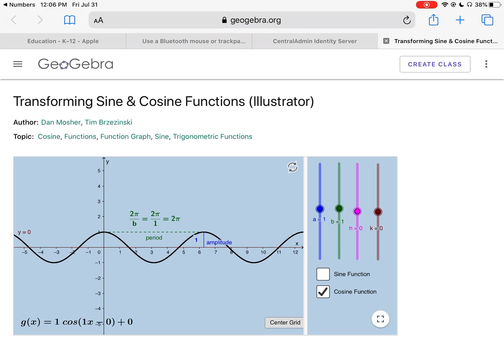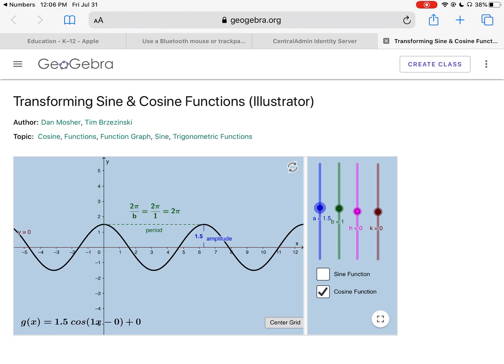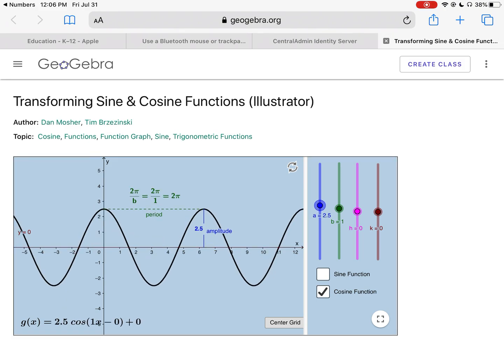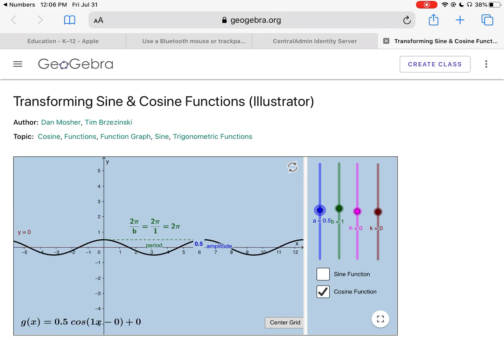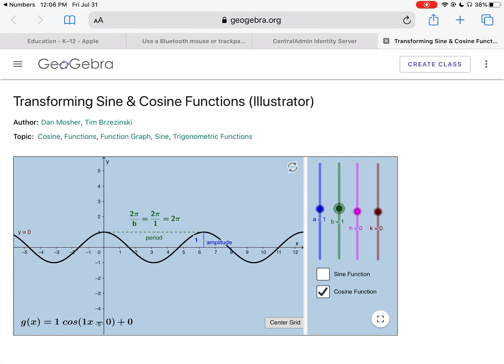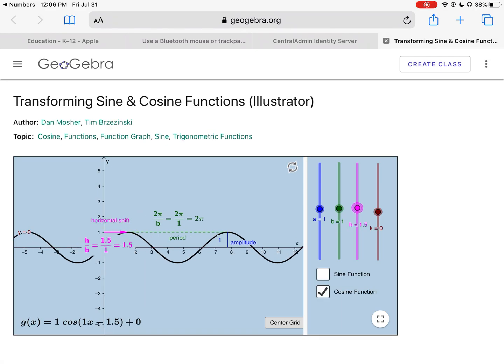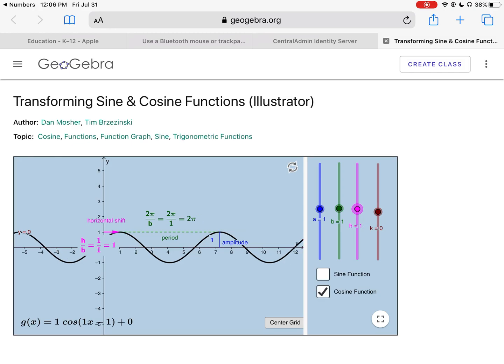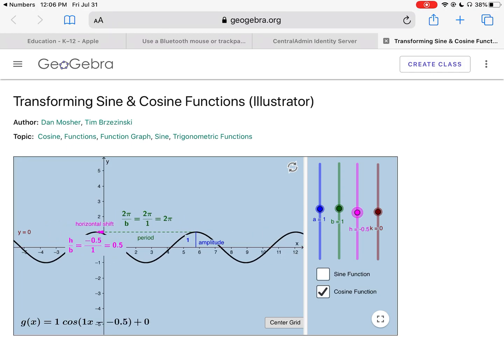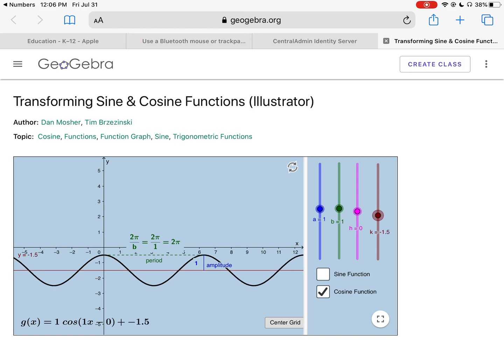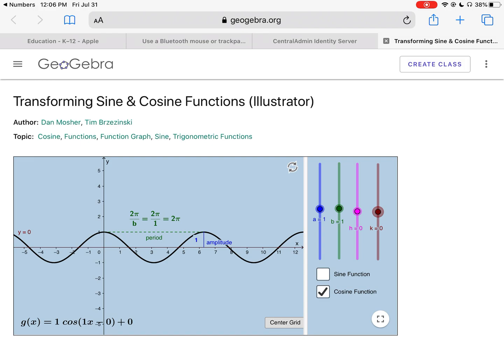We know that if I change the value of a, the amplitude changes. That's a vertical stretch or compression taking place. If I change the value of b, the period changes. That's going to be a horizontal stretch or compression. And then notice if I change the value of h, the graph's just going to shift horizontally left or right. If I change the value of k, the graph just shifts up or down, which has an effect on where the midline of the function is, all right?